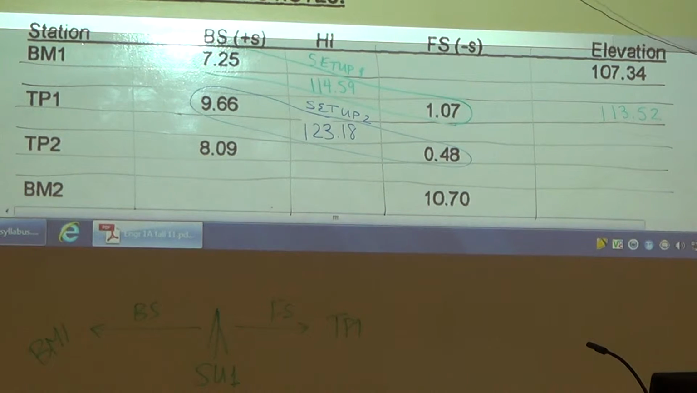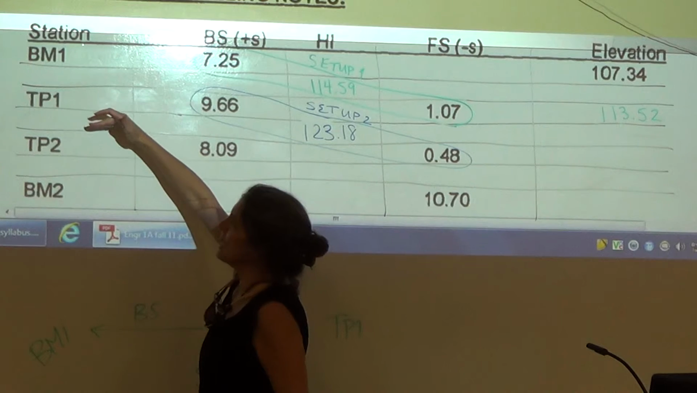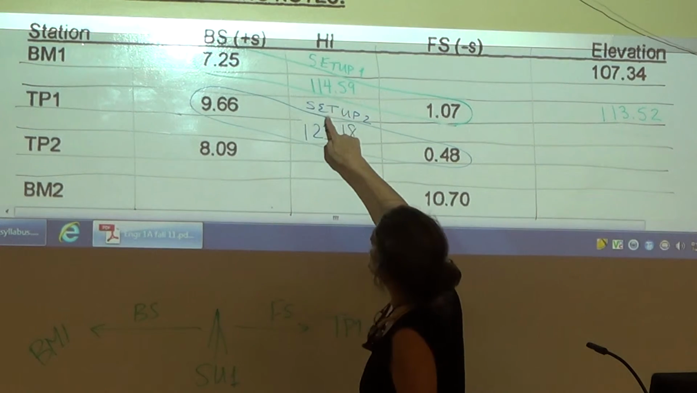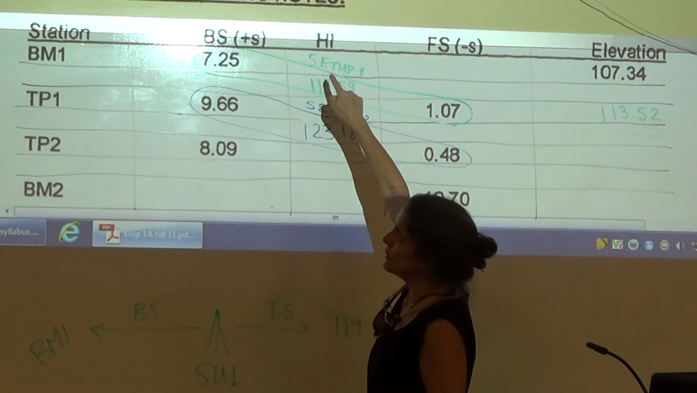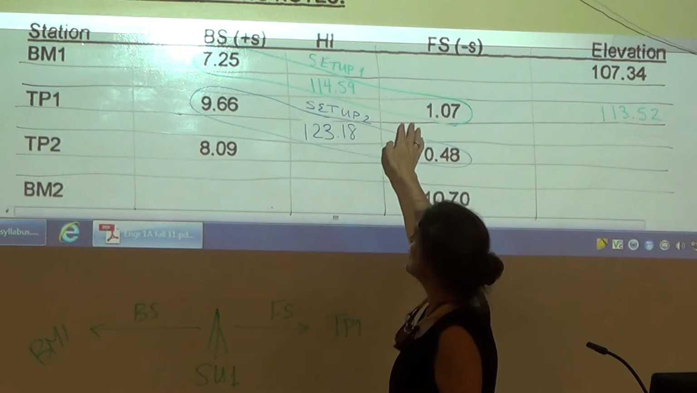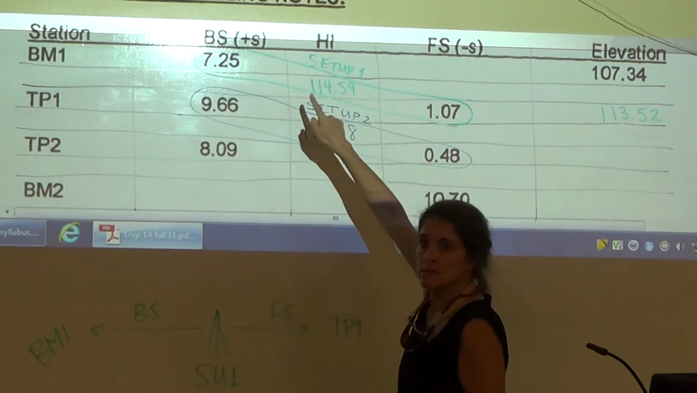And I suggest when you do leveling, you do the same thing that I do, that you skip a line between each of these numbers. Because if you don't skip a line, you have to figure out where you're putting your height of instrument. Are you going to put it on the BM1 line, or are you going to put it on the TP1 row? I think it's better to do it in between, because this height of instrument belongs to both those guys.